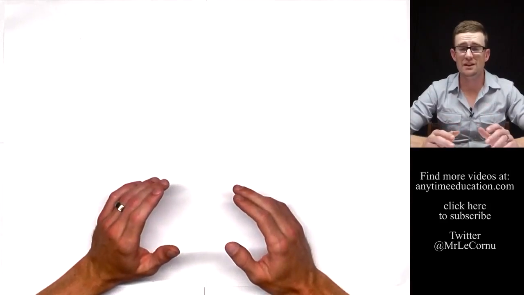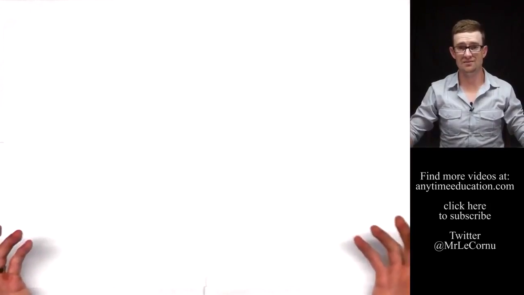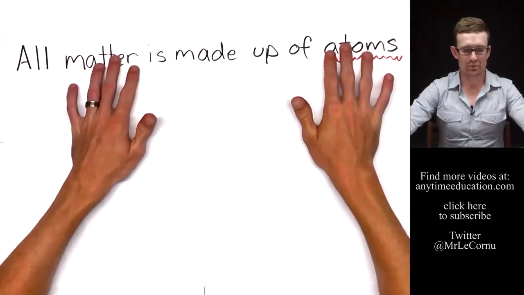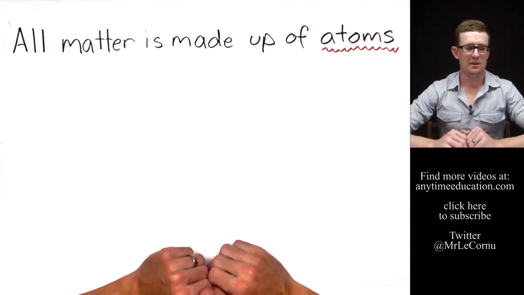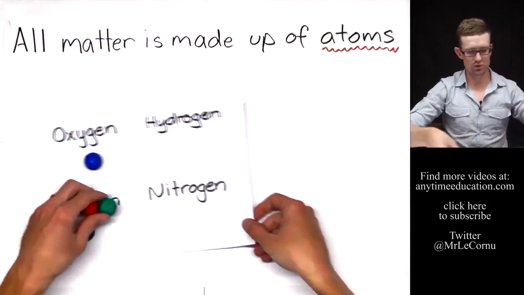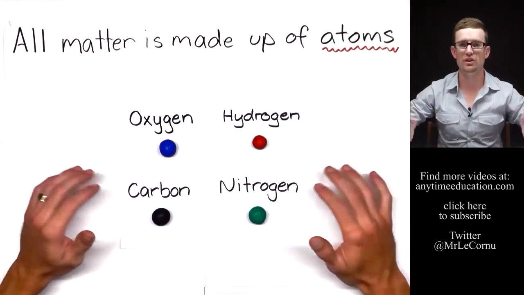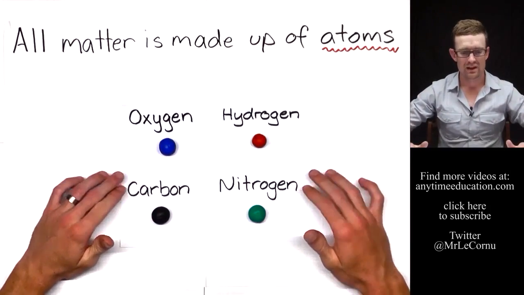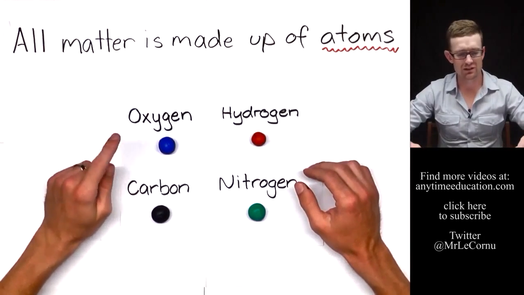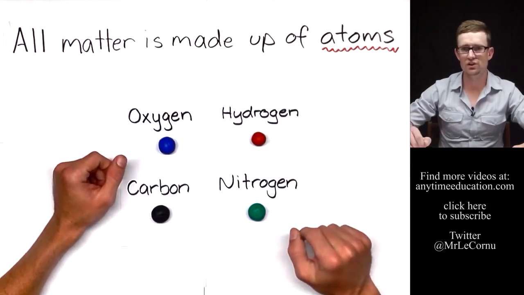So the first thing we need to understand is that everything is made of matter, and all matter is made up of atoms. And I've got some example atoms here. They're rolling all over the place. Bear in mind that there are over 100 different types of atoms, and these are just a few, but they're ones that are really common in living things: oxygen, hydrogen, carbon, and nitrogen.